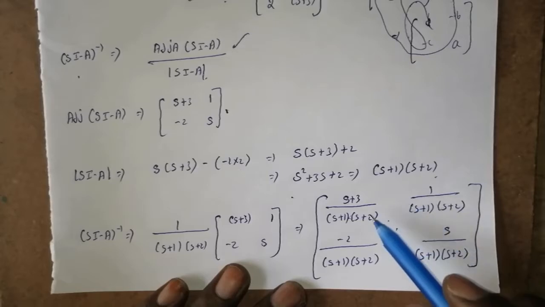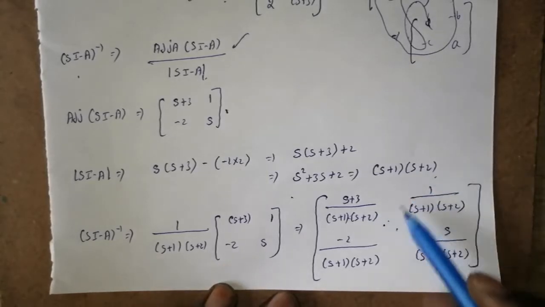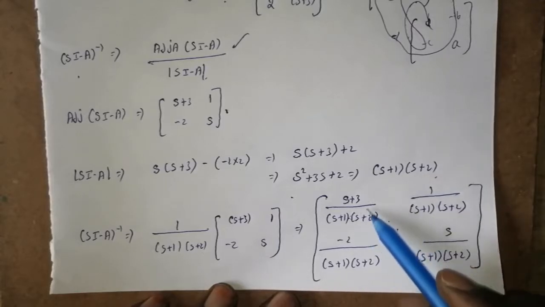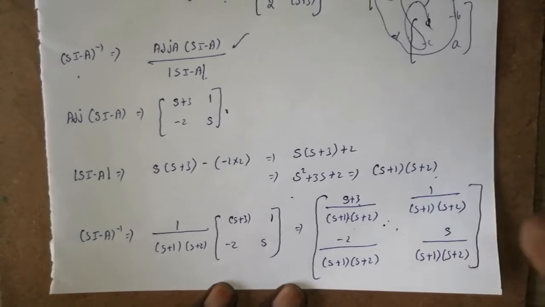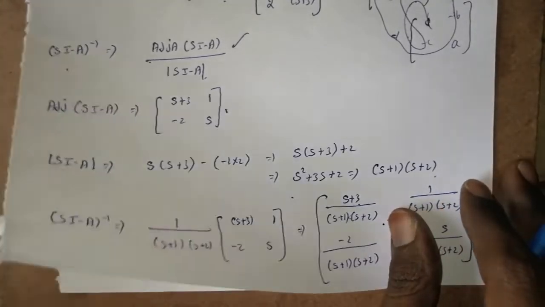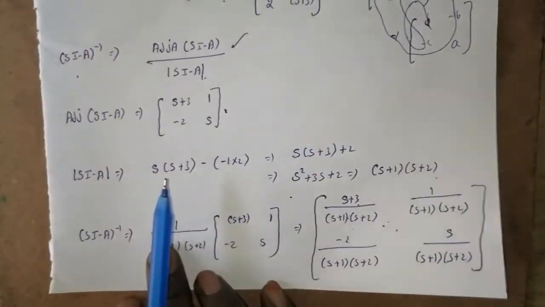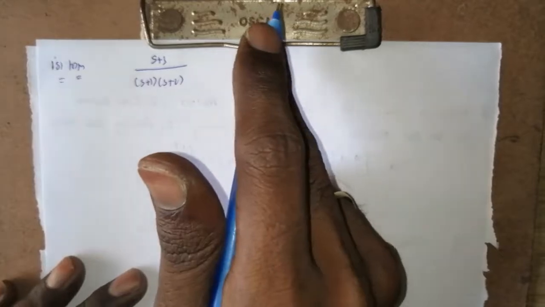So after converting to partial fraction expansion, we can apply the Laplace inverse to these terms. Let me go through them one by one. We have to apply the partial fraction expansion to each term, and after that apply the Laplace inverse. Let me see the first one, that is (s+3)/((s+1)(s+2)). So this is the first term in the matrix.